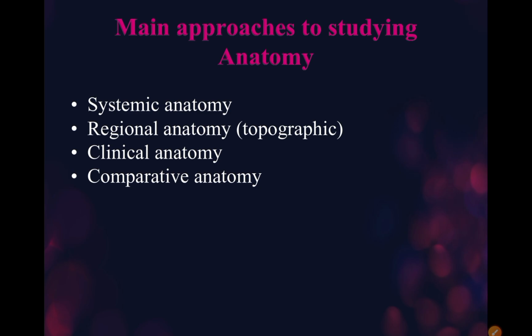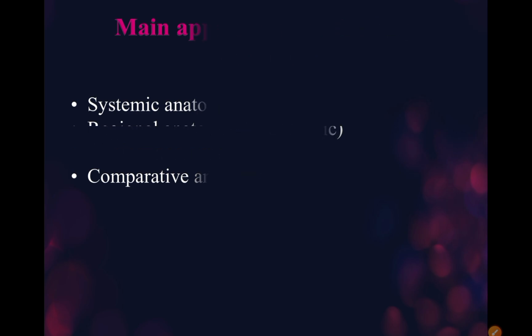So in recap or in summary: systematic anatomy is studying anatomy system by system. Regional anatomy is studying a particular area in the body, also known as topographic anatomy. Clinical anatomy is the application of anatomy in clinicals; you're going to apply the knowledge in clinicals. Comparative anatomy is the study of anatomy in order to compare and contrast. Now we have the anatomical terminology.